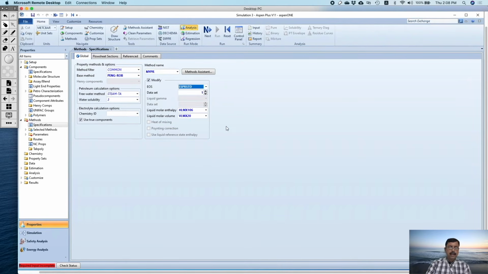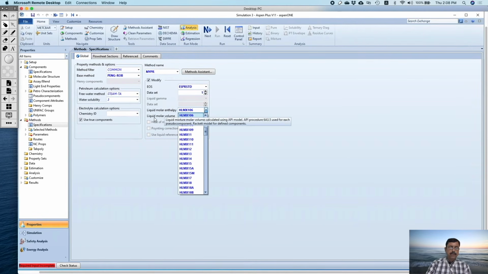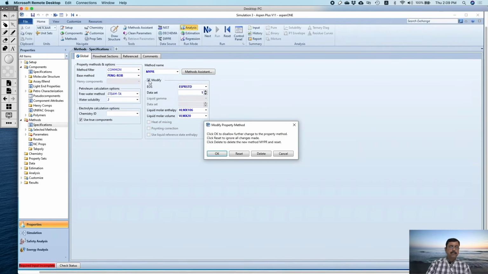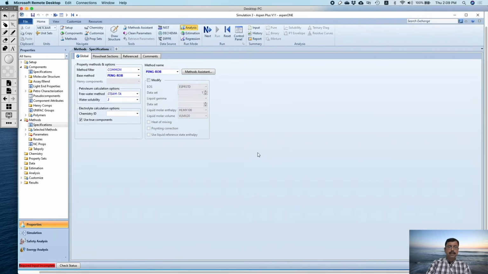And here also there are several equations for calculation of liquid molar enthalpy. All these equations you can search in the help file and get relevant information. Anyway, let us not modify it. Let us delete this modification and go by the standard Peng-Robinson and see what happens.